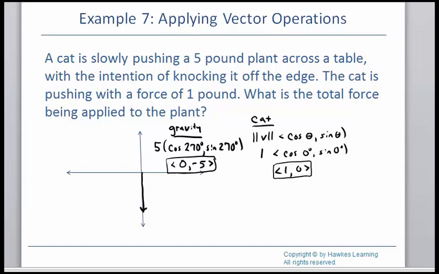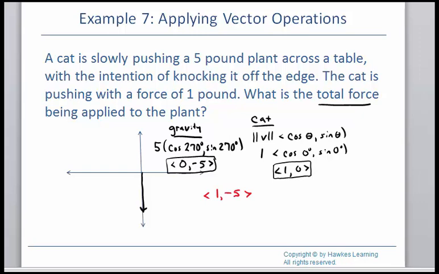Now, the question is asking us for the total force. So it would make sense that we would need to add these two vectors together to get the total force being applied to the plant. So I'm going to do the first components, the 0 and the 1, adding those together gives me 1. And then the vertical components, the -5 and the 0, adding those together gives me -5. And so my vector representation for the total force is going to be the vector 1, -5.